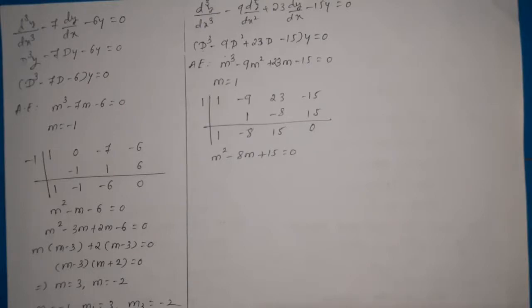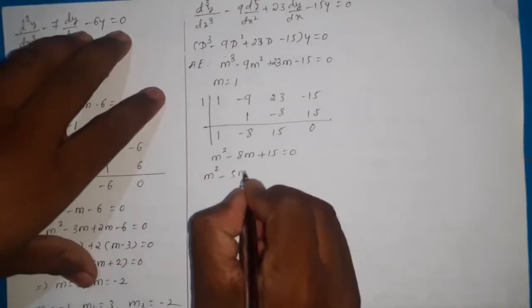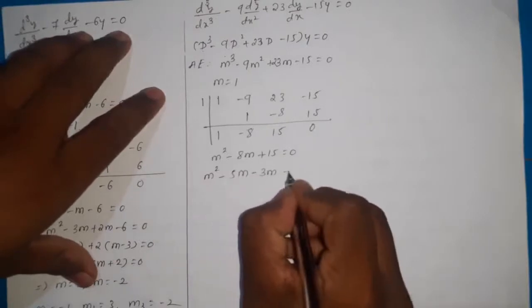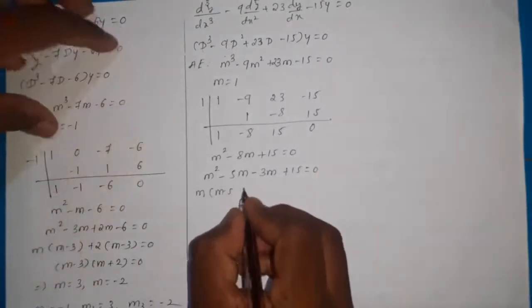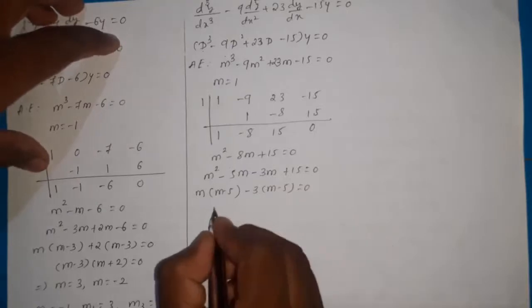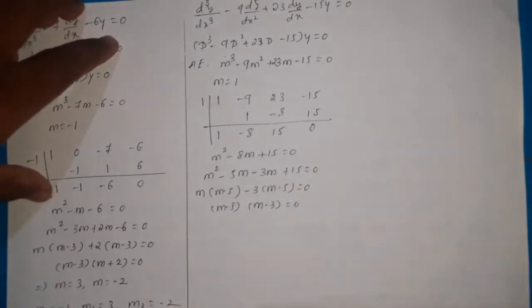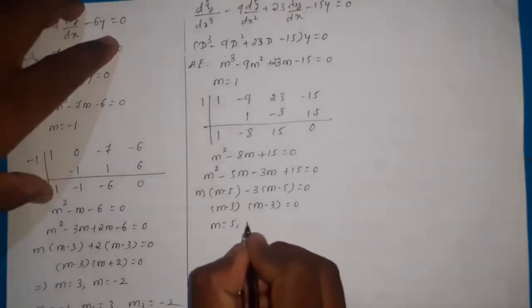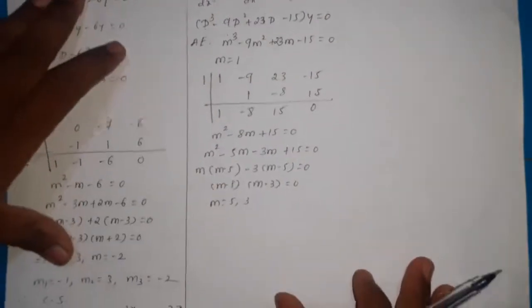That is, m equals minus b plus or minus square root of b square minus 4ac divided by 2a. And this is m square minus 5m minus 3m plus 15 equal to 0. Here m into m minus 5 minus 3 into m minus 5 equal to 0. So m minus 5, m minus 3 is equal to 0. So m minus 5 and m minus 3 are the two factors, and m equal to 5 and 3. So these two are the roots of the equation m square minus 8m plus 15 equal to 0.